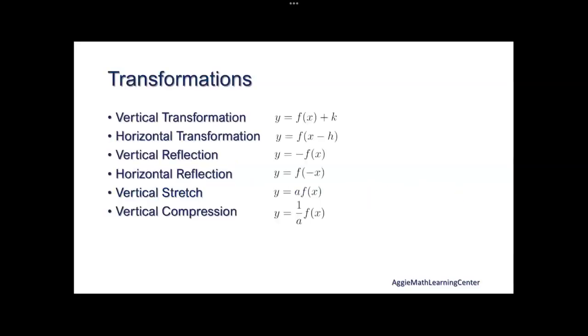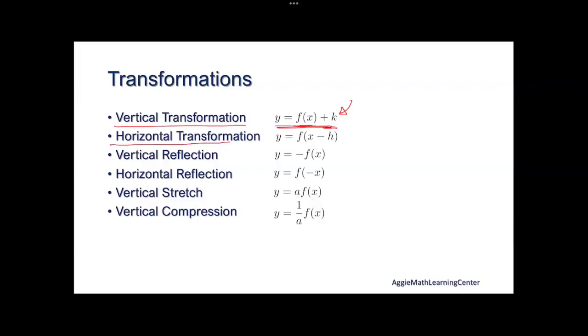Vertical transformations. If you have a vertical transformation to your graph, it is going to affect the parent function f of x, like this. If we have a vertical shift, we're going to add k, however many we move up, or subtract k, however many we move down. And that's from our parent function f of x.